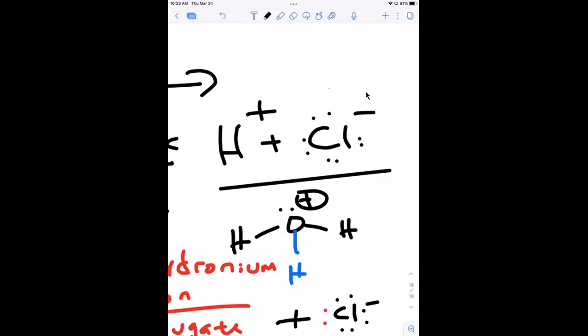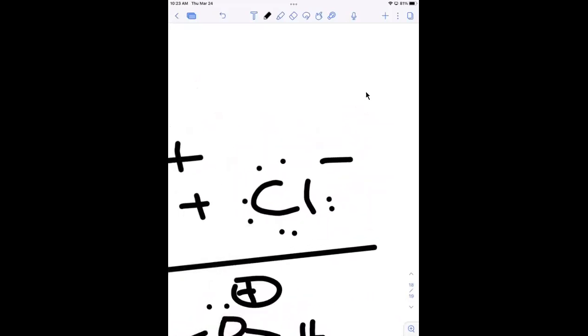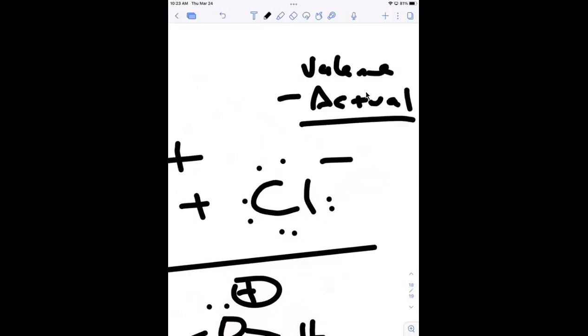You're in the ballpark. Remember we had this little formula, right? It was valence minus atomic number. The atomic number is going to tell me how many electrons are present. So that's going to be the valence part. The actual is what's actually around the atom.